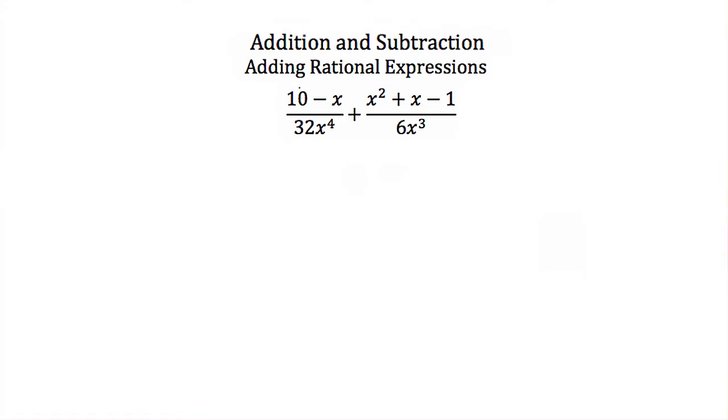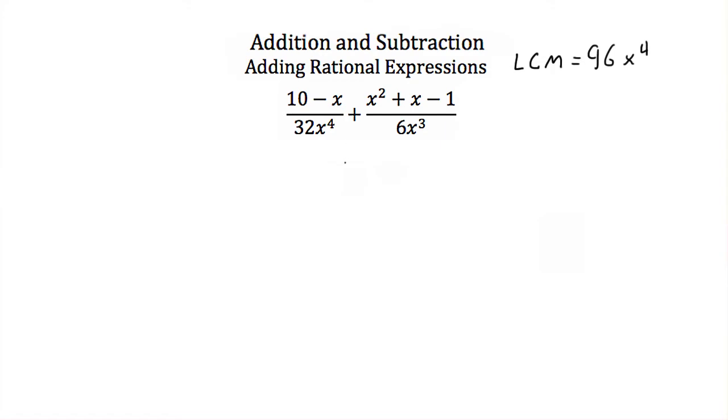So now let's see how we can use the least common multiple to find the lowest common denominator and add some rational expressions. Here we have 10 minus x over 32x to the fourth plus x squared plus x minus 1 over 6x cubed. Now before we can add these, we need to make them have a common denominator. And the common denominator that we're going to use is our least common multiple. Now we already know what the least common multiple of 32x to the fourth and 6x cubed is. We solved it previously. It's 96x to the fourth.